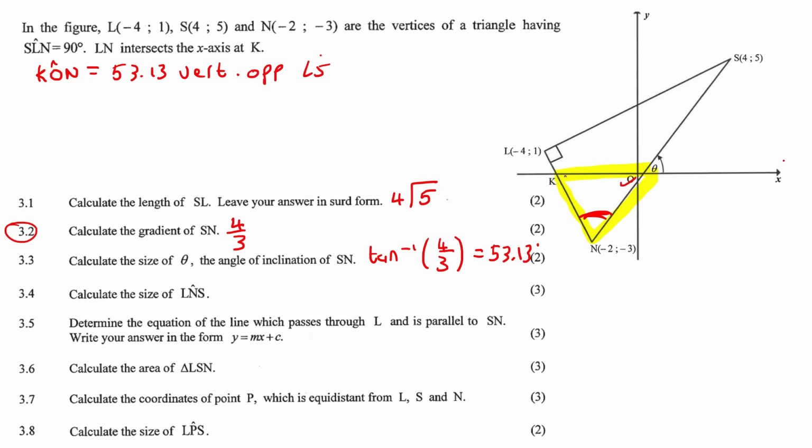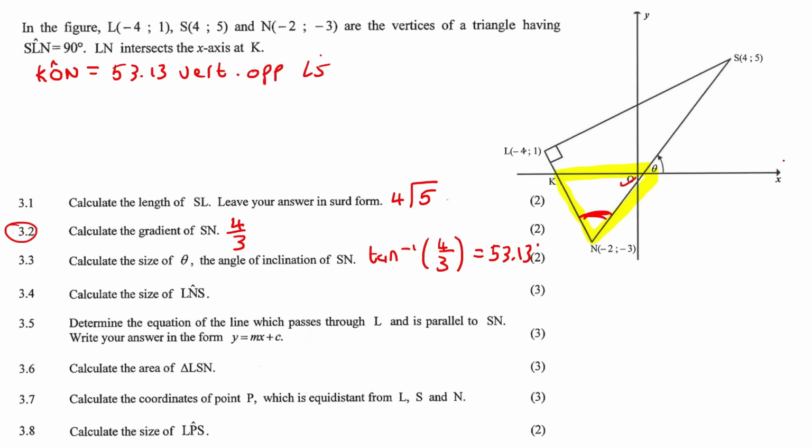Okay, so we have this angle. Now we can work out the gradient of this line. So the gradient of LN, gradient formula. You can call whichever one you want 1 and whichever one you want 2. It will give you the same answer. And so 1 take away minus 3, and then minus 4 take away minus 2. If we work this all out, we end up with negative 2. Okay, now when you get your inclination angle, don't use negative 2, just use positive 2. So shift tan of 2, and that'll be 63.43 degrees.